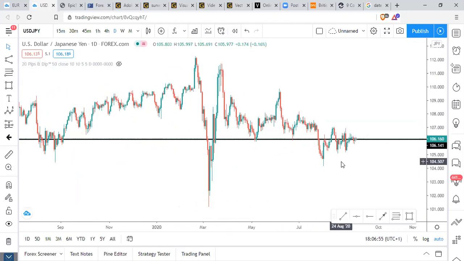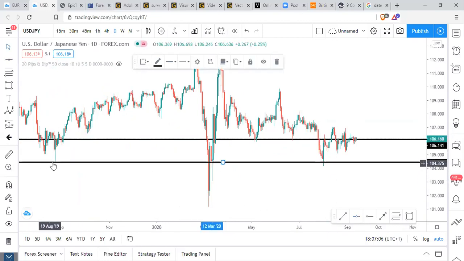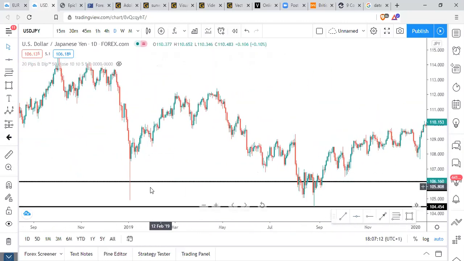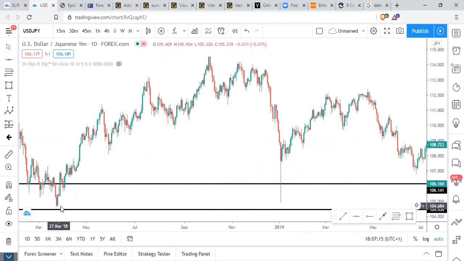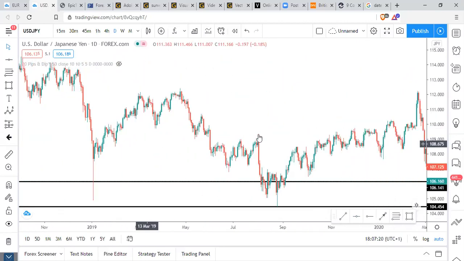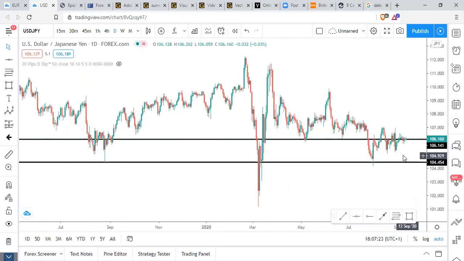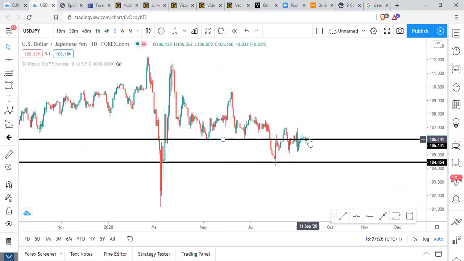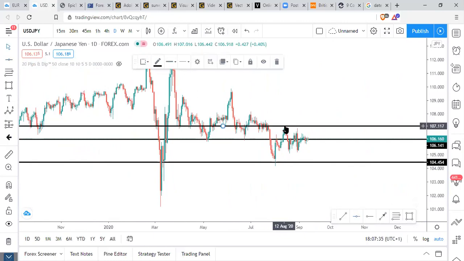Once it does, I'm going to sell to my nearest support or resistance here. Look at this point. You can see one, two, three. See this area too. So that's where, if price should break below, I'm going to sell to this point. If price should break above, I'm going to buy all the way to this point. So this is the next.